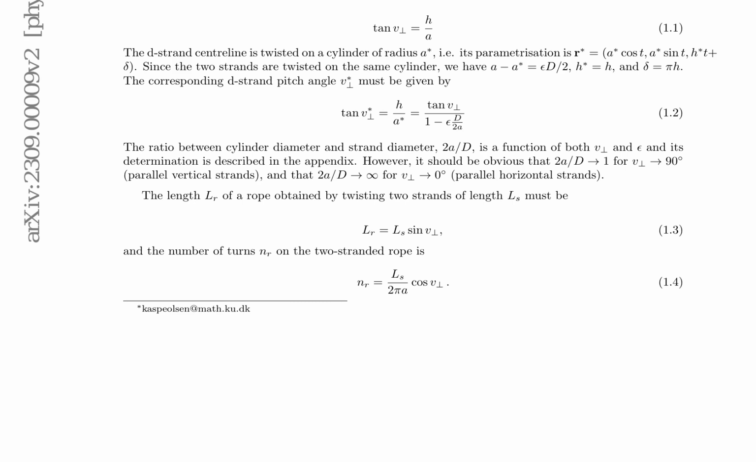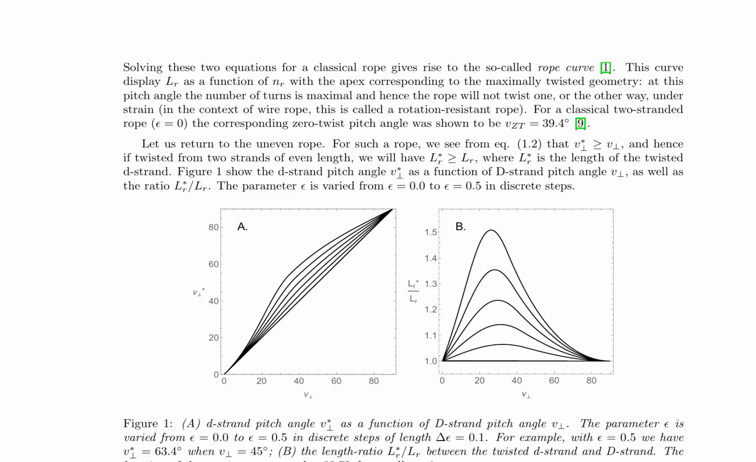The length of the rope, Lr, obtained by twisting two strands of length Ls, is given by Lr equals Ls sin v, and the number of turns, Nr, on the two-stranded rope is Nr equals Ls over 2 pi a cos v. In the context of rope mechanics, the rope curve plays a crucial role in characterizing the behavior of twisted ropes. For a classical rope, the rope curve displays the function of Nr, with the apex corresponding to the maximally twisted geometry. However, when dealing with an uneven rope, where the two strands have different lengths, the scenario becomes more complex.